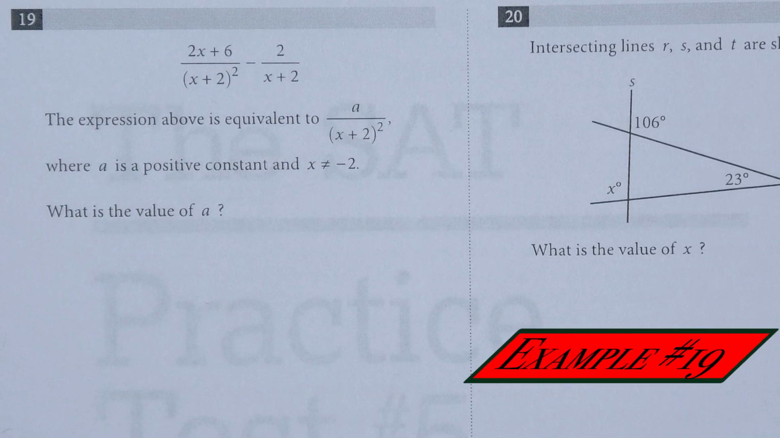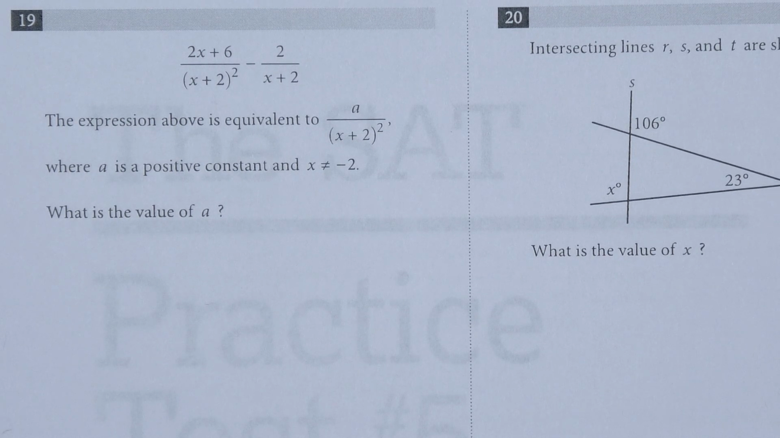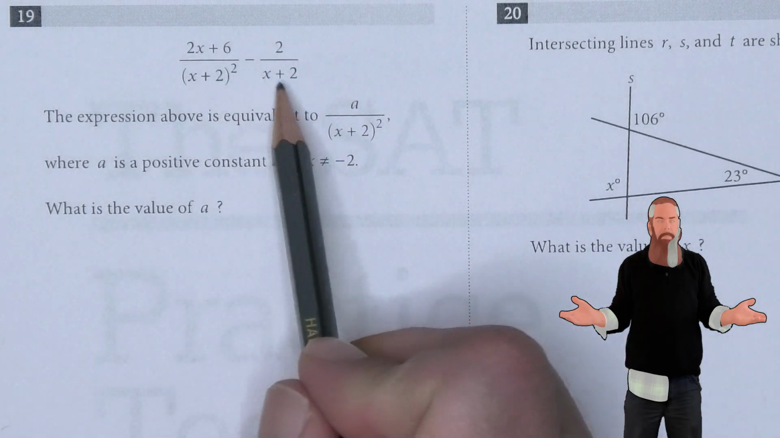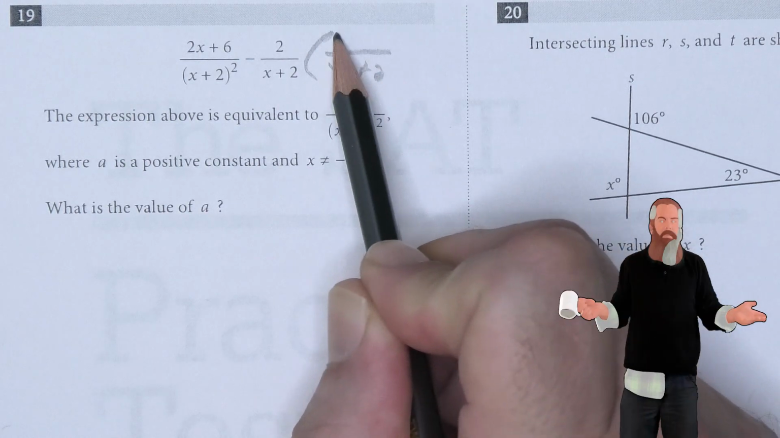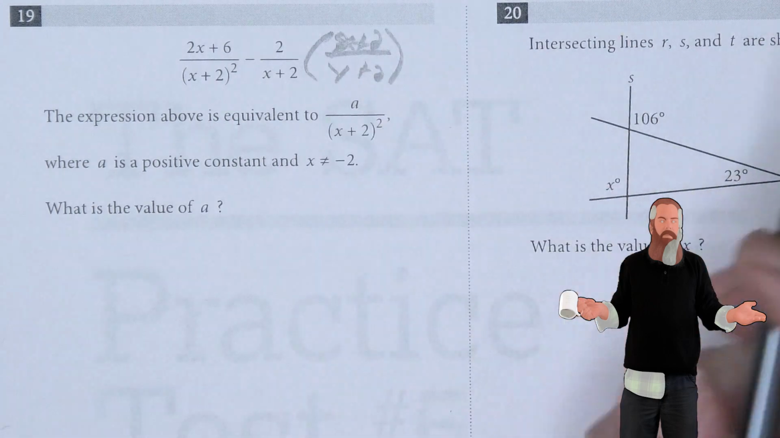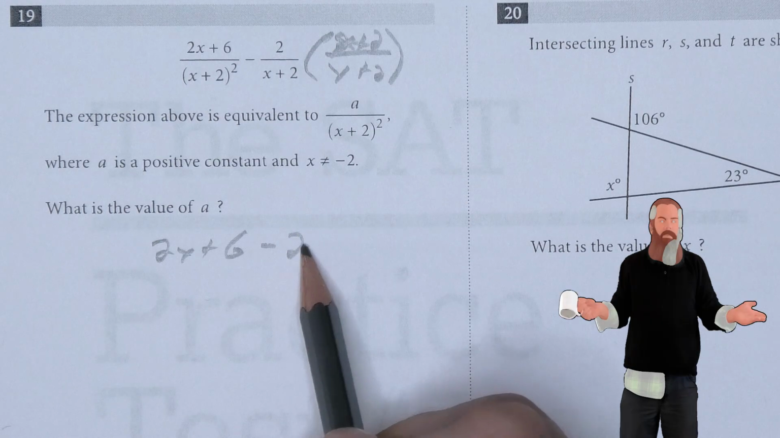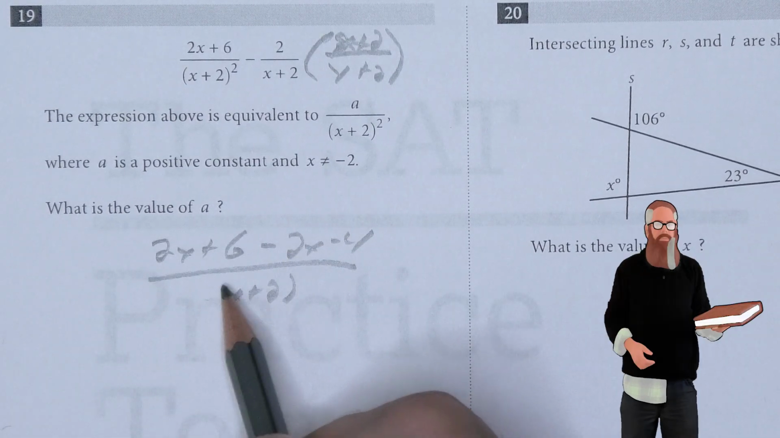The expression above is equivalent to a over x plus 2 squared, where a is a positive constant and x is not equal to -2. What is the value of a? So I think it would be really helpful in this beginning part to get the same denominator, meaning I'm going to multiply this right one by the number 1, which is x plus 2 over x plus 2. This is going to give me 2x plus 6 minus 2x minus 4 all over x plus 2 squared.